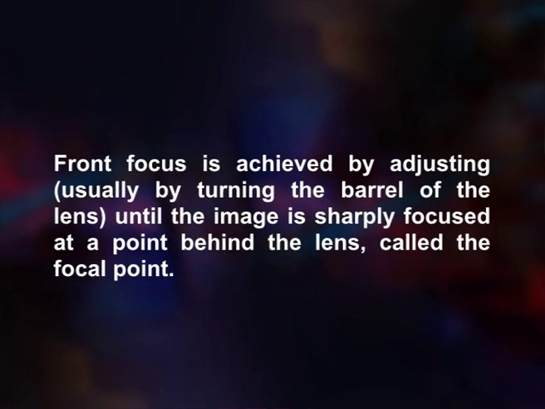Front focus is achieved by adjusting, usually by turning the barrel of the lens, until the image is sharply focused at a point behind the lens, called the focal point. The second way to focus is the back focus. Back focus involves adjusting either the lens body or the pickup surface until an image located an infinite distance from the camera is in focus on the surface of the chips. The back focus is a technician's adjustment and should not have to be readjusted unless the camera or lens is jarred or bumped out of adjustment.